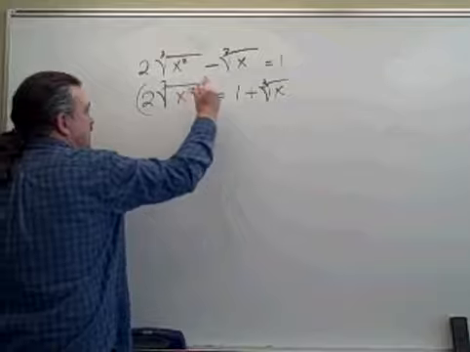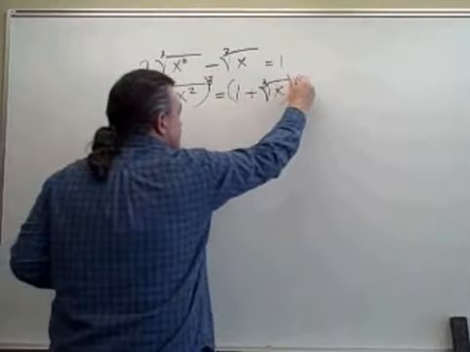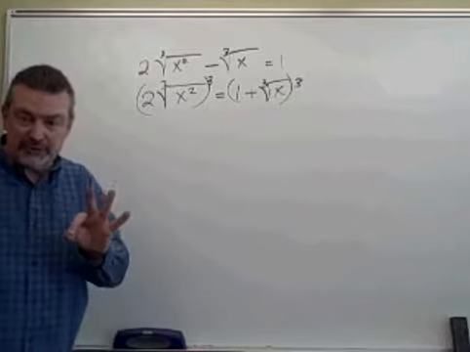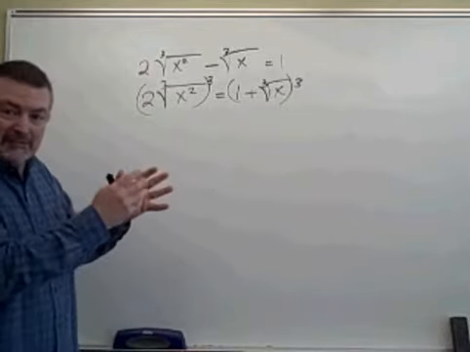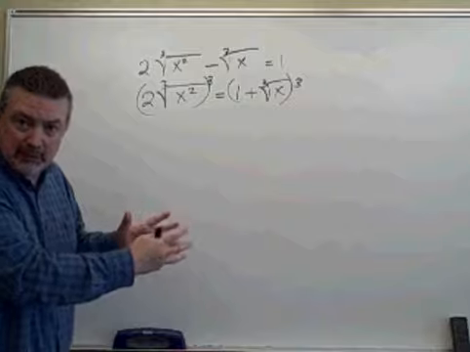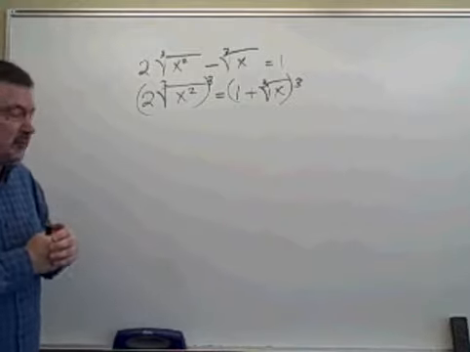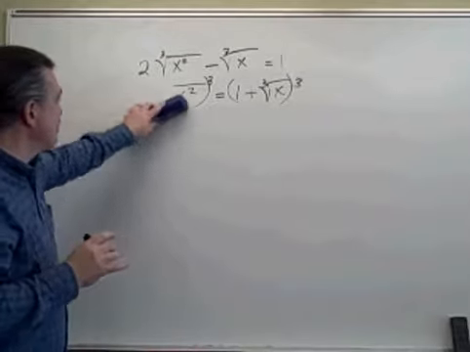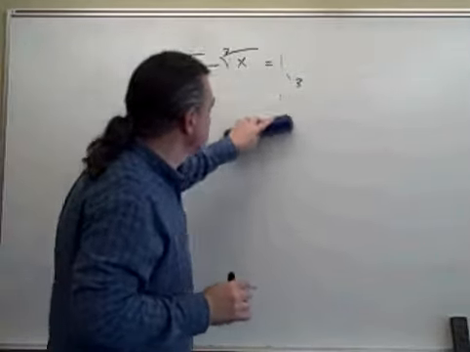So I would have to raise both sides of the equation to the third power, which means I have to raise this binomial to the third power, which means I would have to write it down 3 times and multiply. And I don't think I want to do that. So I don't think I want to treat this as a radical equation to begin with.